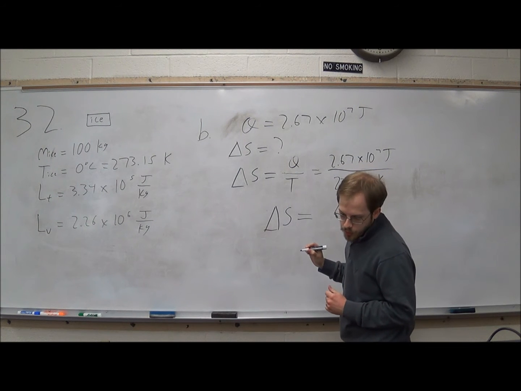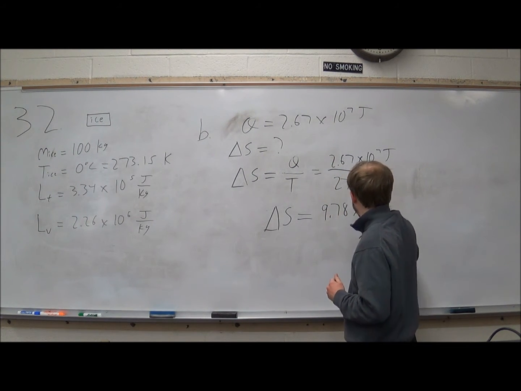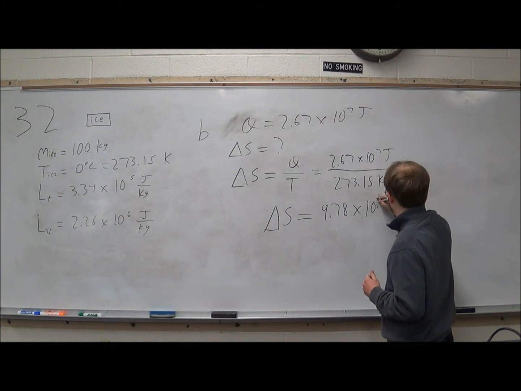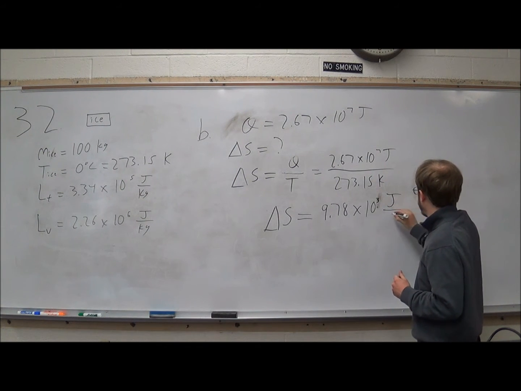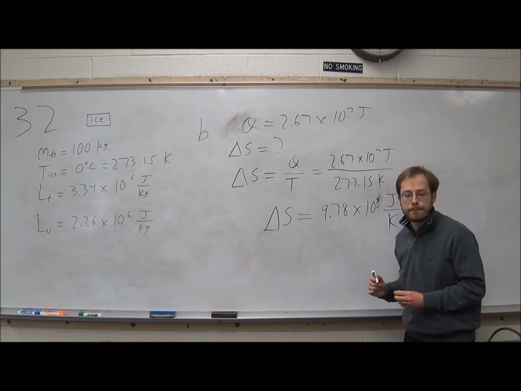So I need to use the temperature in Kelvin to find the change in entropy. So our change in entropy will be 9.78 times 10 to the 3rd power joules per Kelvin. And that's how you solve part B.